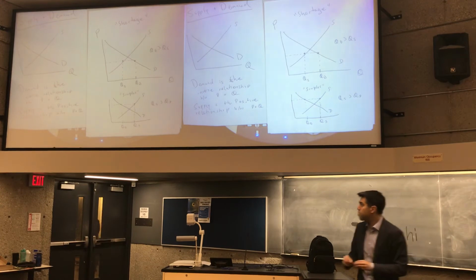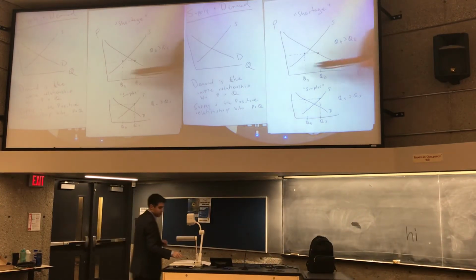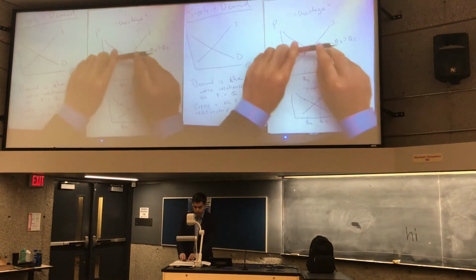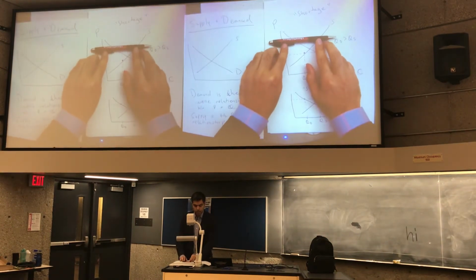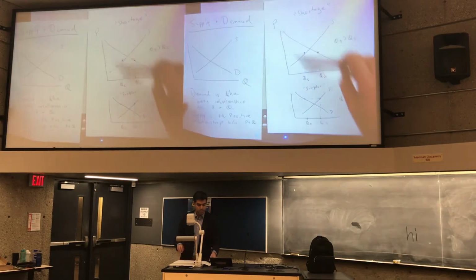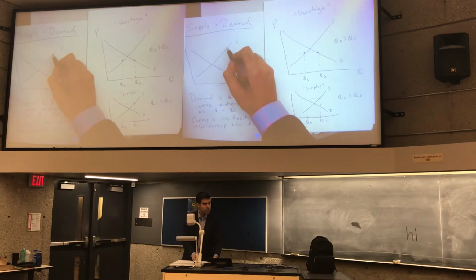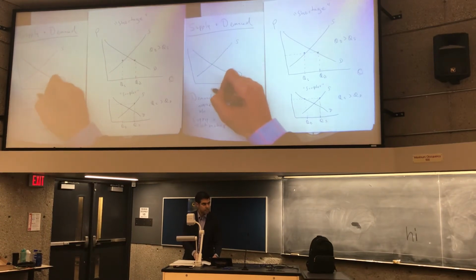So let's remember that the supply curve is how many quantities they're willing to supply at a given price. It's at a given price. So if the price is $10, they'll be willing to supply 10 units. If it's $5, they'll supply 5 units, etc.